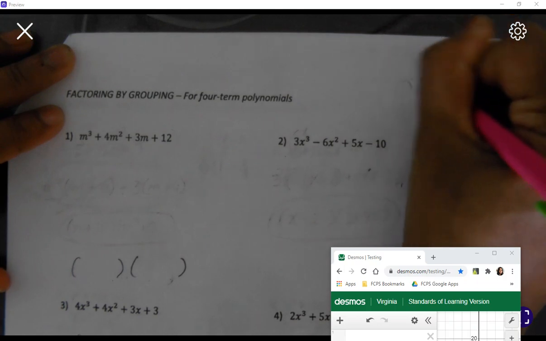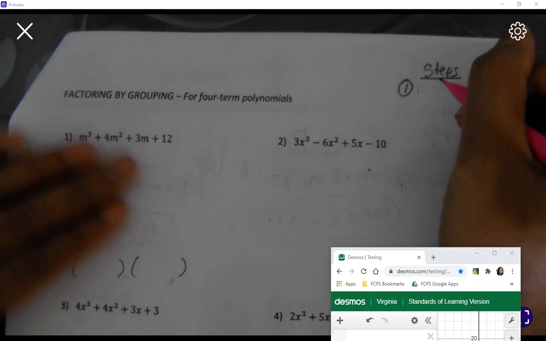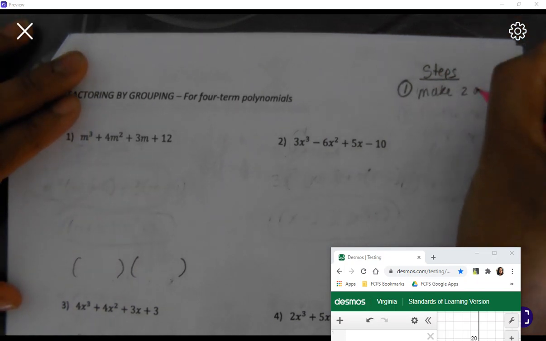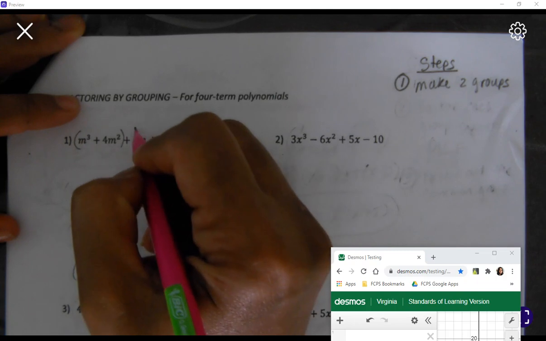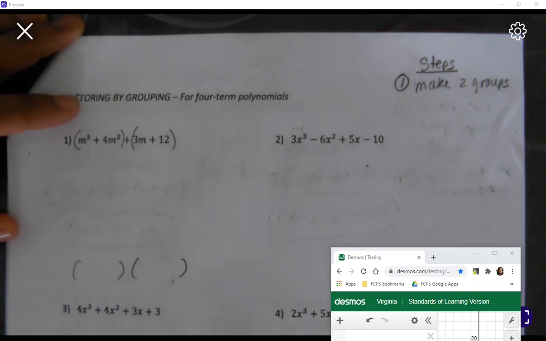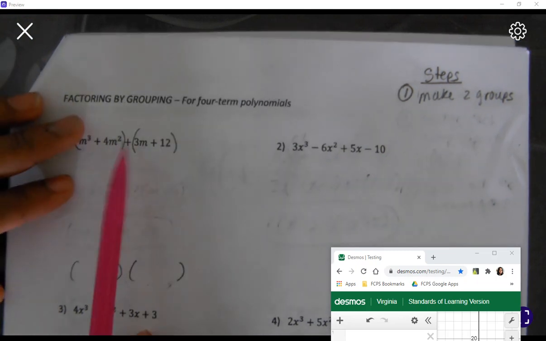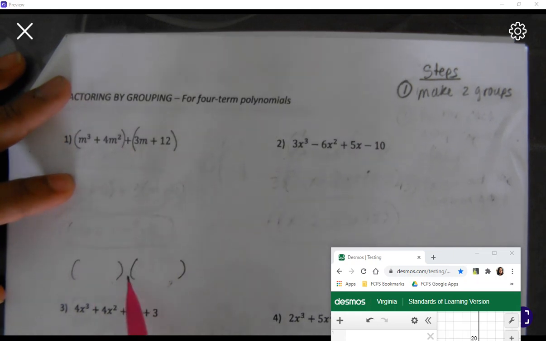What I'm going to do first is make 2 groups out of this. I'm going to group the first 2 together, and then I'm going to group the last 2 together. Right now, it may look like it's factored because I have parentheses, but this is not actually factored. There's a plus sign in between here. By the end, it'll be a multiplication.